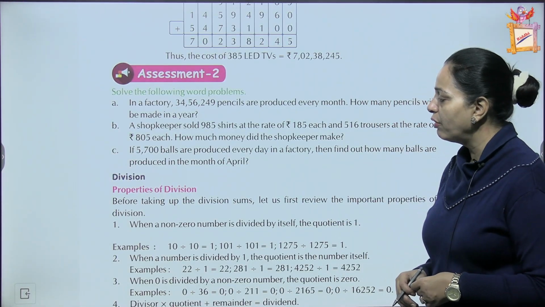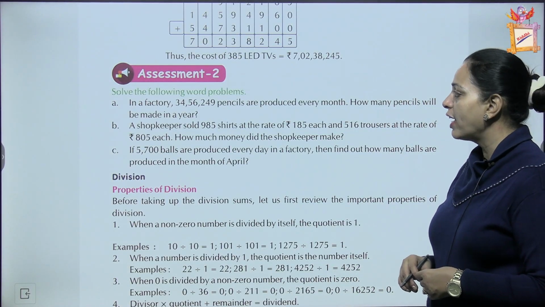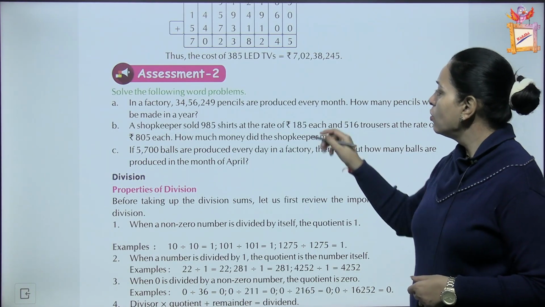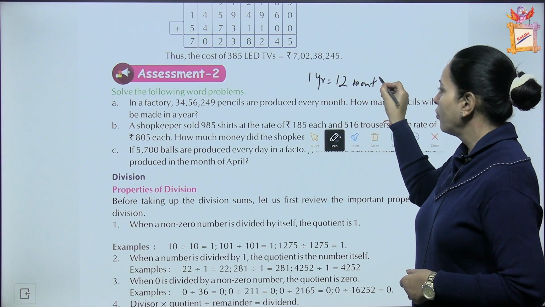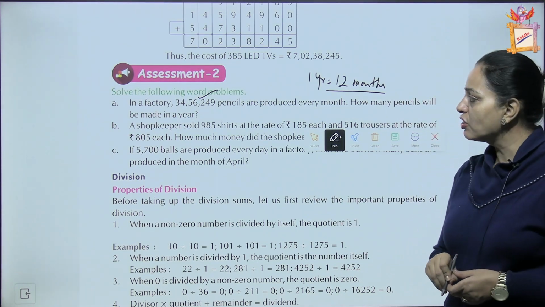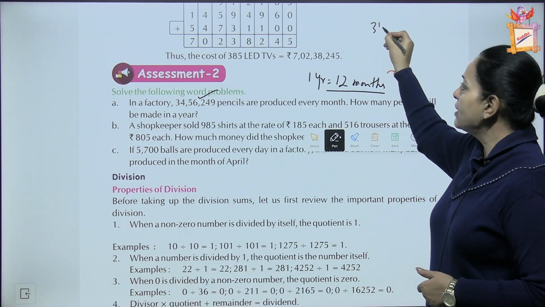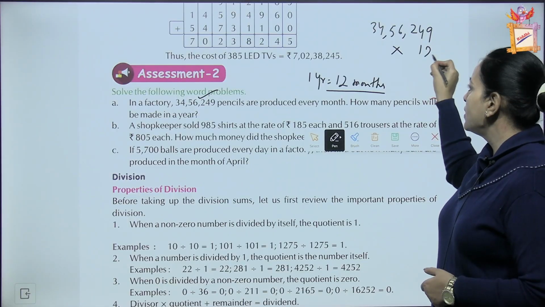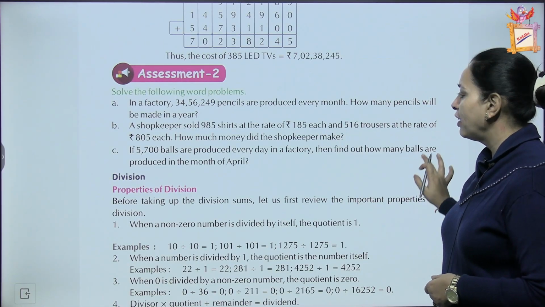Now assessment to solve these word problems. A part, in a factory 34,56,249 pencils are produced every month. So how many pencils will be made in a year? So 1 year, 12 months. So in 1 month production of pencils this much, and in 12 months it would be more. इसके लिए हम क्या करेंगे? Multiply 34,56,249 multiply by 12. You have to write the statement. Okay. Similarly, you can try remaining parts.